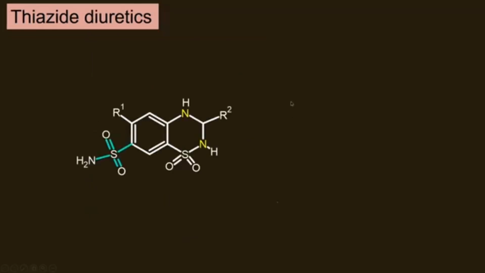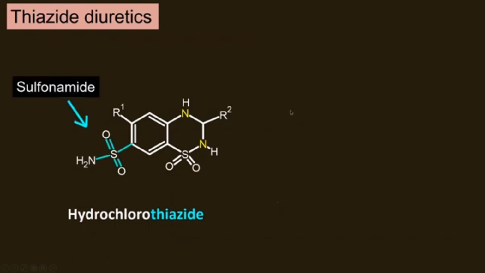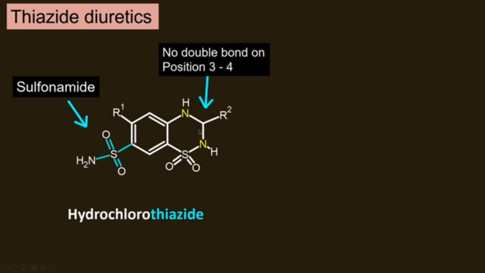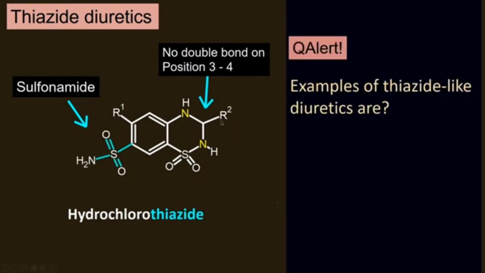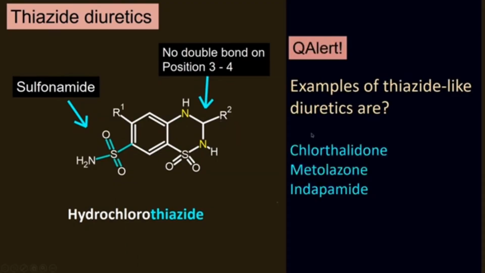Next, the older class of antihypertensive, thiazide diuretics, whose example is hydrochlorothiazide, which consists of sulfonamide. As a result of that, that causes sulfa allergy. And then also there are small changes in those rings here. However, in this one, there are examples of thiazide-like diuretics. Chlorothalidone, metolazone, and indapamide are known as thiazide-like diuretics.